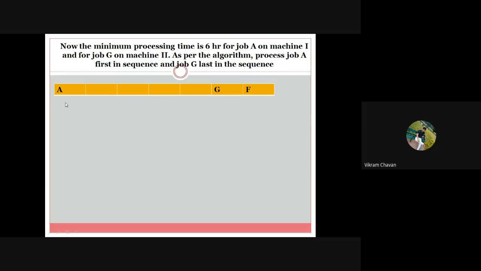Okay, so then we will get this particular sequence. First sequence A. So then these 4 sequences we have not yet provided to the jobs. Then second last G and the last one is F.